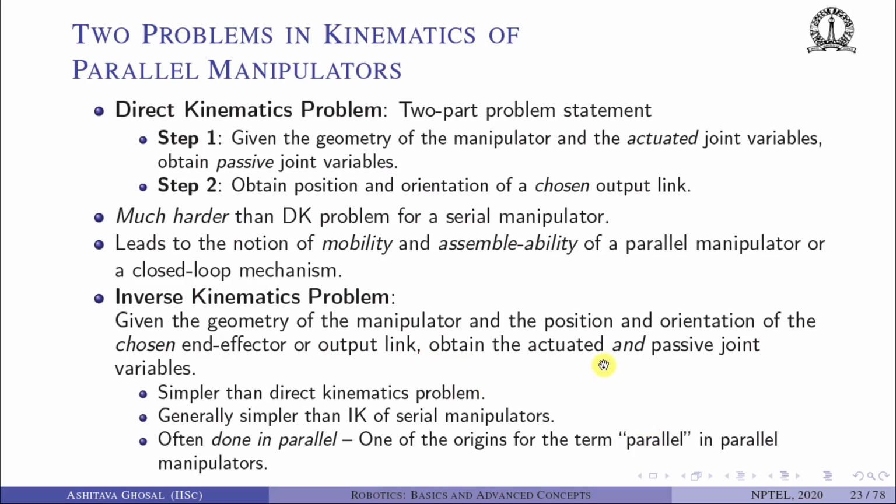So first we have to obtain the actuated and passive joint variables, and that is the problem once you choose the output link. This is simpler than the direct kinematics problem, we will see later. It is also normally simpler than the inverse kinematics of serial robots, and this can often be done in parallel. We will discuss this notion of doing it in parallel, and this is one of the origins of the term parallel in parallel robots. Why? Because we can solve the inverse kinematics problem using parallel computation.